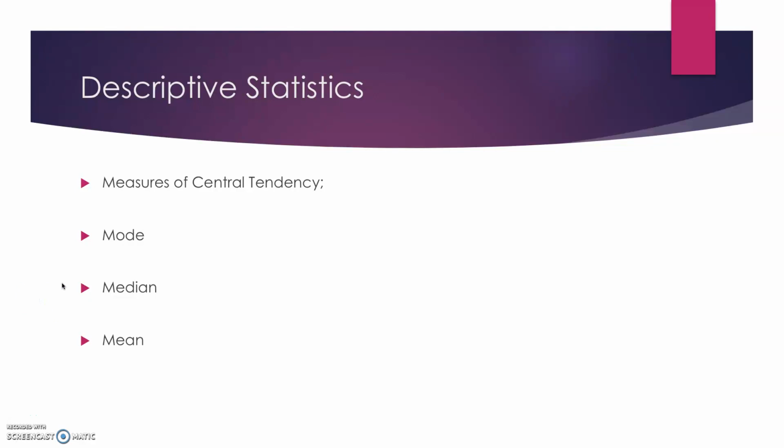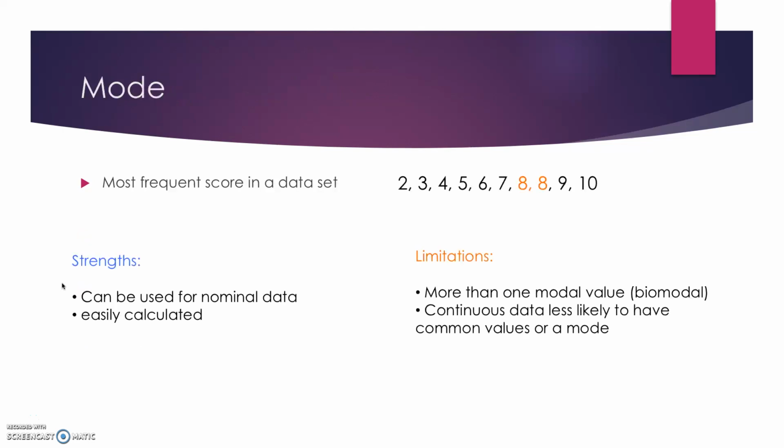Okay, so now we move on to descriptive statistics. What I mean by these are the mode, median, and mean of all data sets. So the first one we have is the mode, and this is simply just the most frequent number in a set of data. So using the example here, the mode would be 8, as there are 2 of them, and there are 1 of every other number.